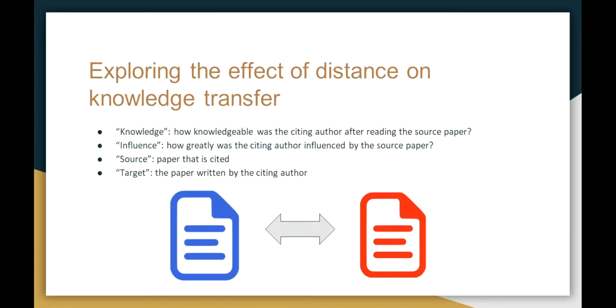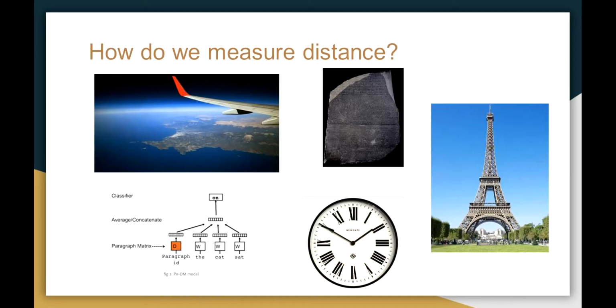The goal of our project was to explore the effect that distance has on knowledge transferred between a source academic paper and an author citing that paper, where knowledge and influence were simply gauged based on survey responses that authors filled out, based on surveys that Eamon sent to thousands of authors, where they simply indicated knowledge conferred and influence conferred on a scale of 1 through 5, with 5 being the greatest. At the crux of the project was the notion of how we measure distance.